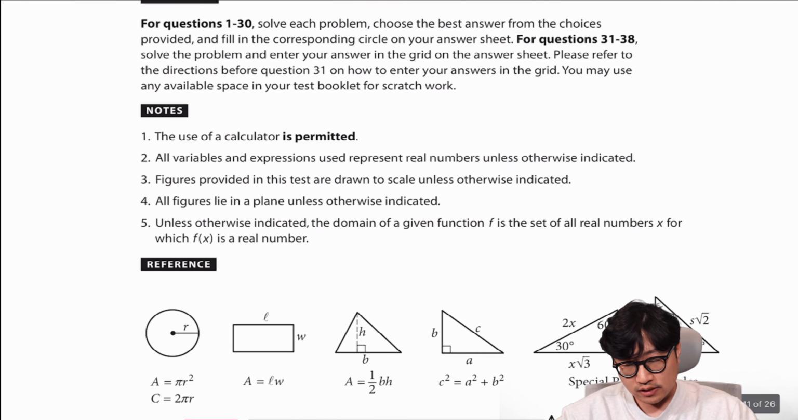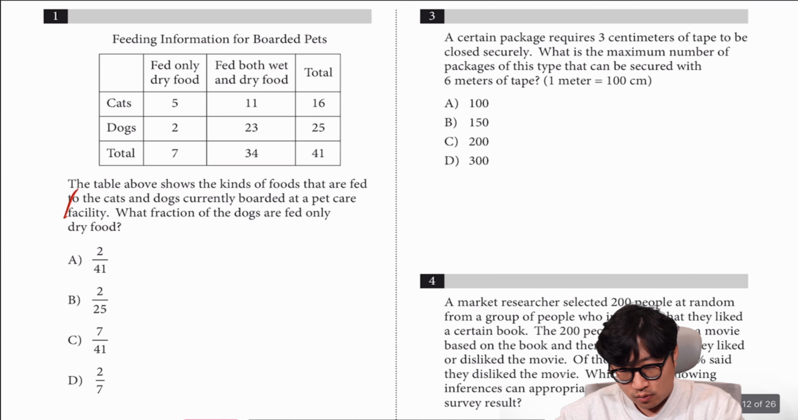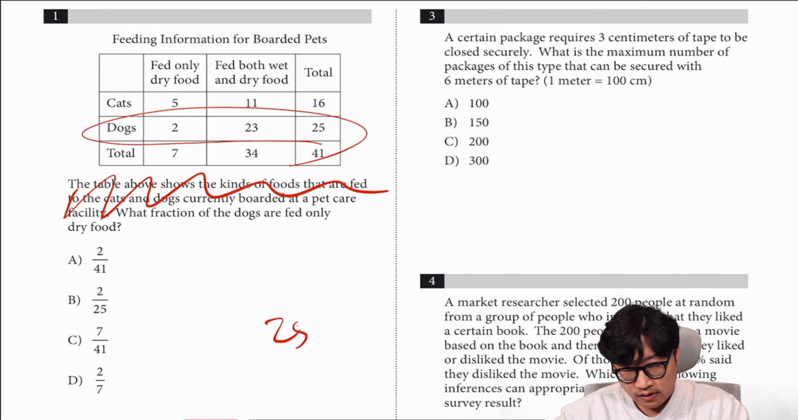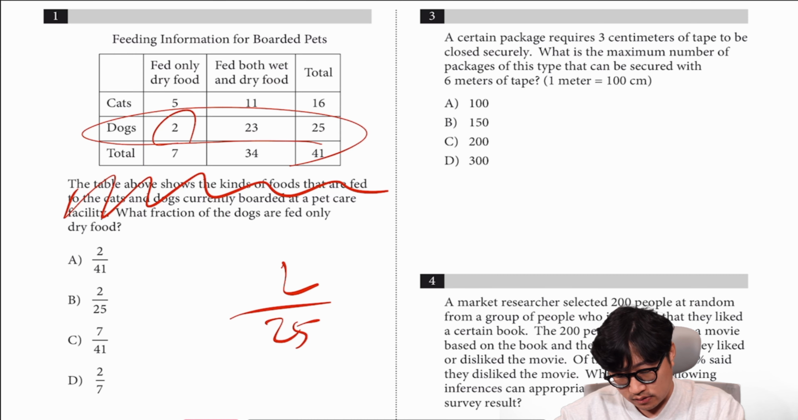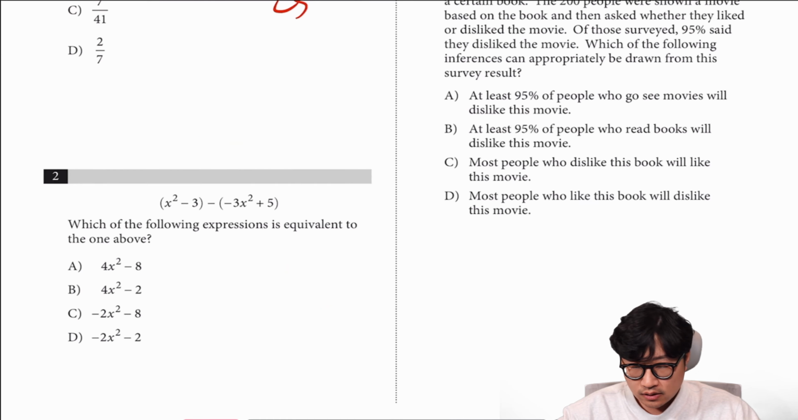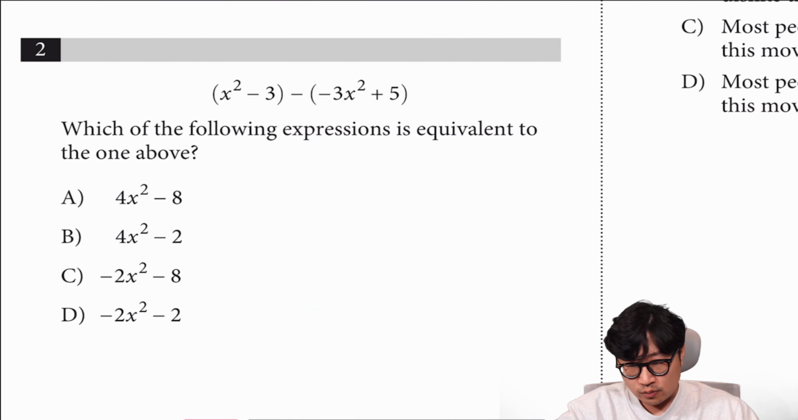Let's keep moving. Section 4. Number 1, table, whatever. What fraction of the dogs, so out of the 25, are fed only dry food? And that is 2. So there you have it. And it's choice B. Number 2, which of the following expressions is equivalent to the one above?